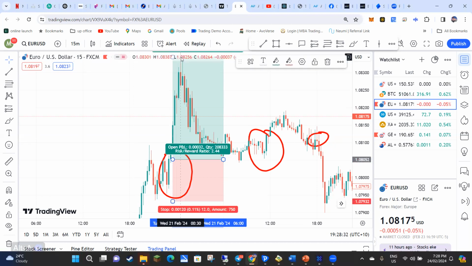And the market did go right up to there. And so it gives us a risk to reward ratio. What that means is if this trade had gone against us down to here, this is where we would have placed our stop loss.